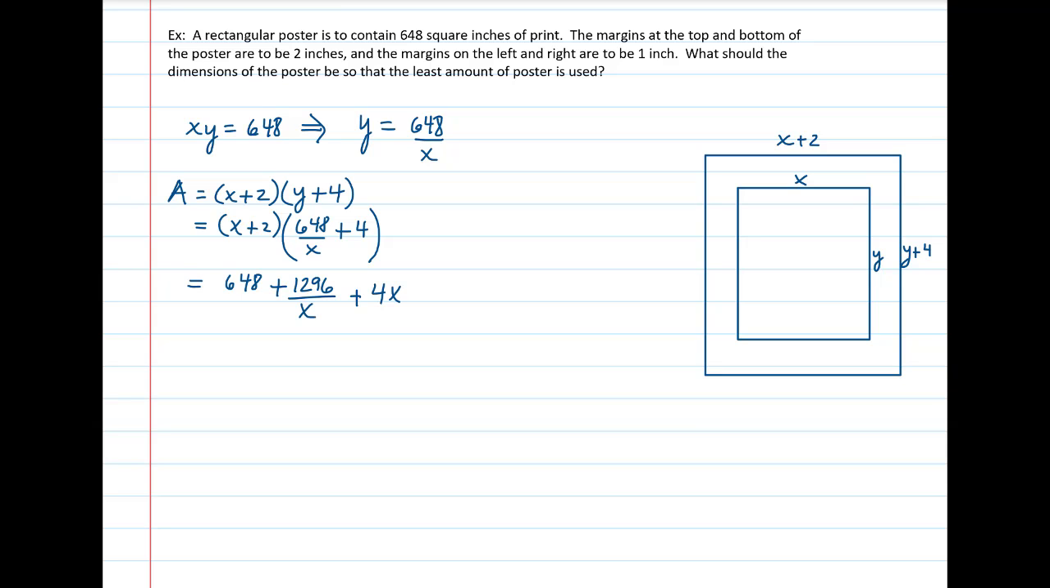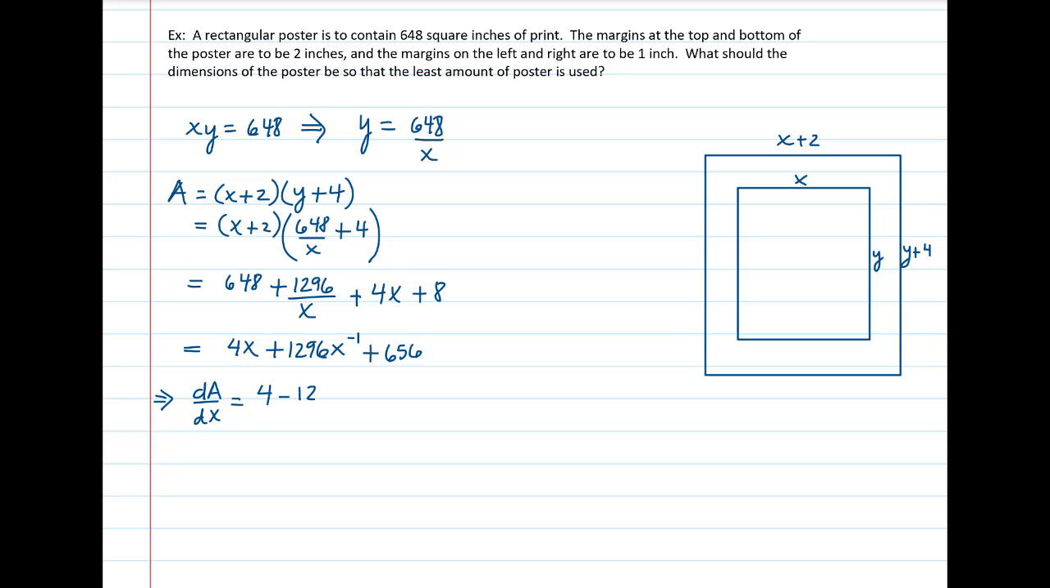I multiply that out. Notice how I substitute y for 648 divided by x. I'm going to FOIL those two binomials, and I get 648 plus 1296 over x plus 4x plus 8. Okay, cleaning it up a little bit, we get 4x plus 1296 x to the negative 1 plus 656. Now we're ready to take the derivative.